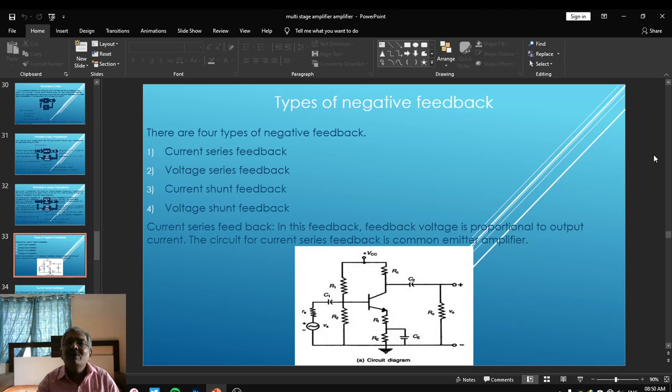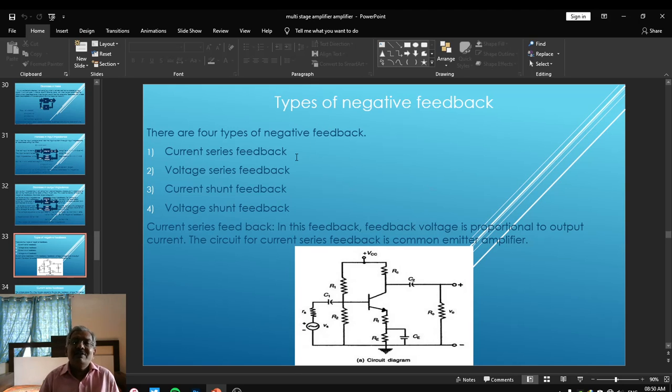Students, now we are going to deal with types of negative feedback in this particular period. There are basically four types of negative feedback amplifiers. One is current series feedback. Second is voltage series feedback. Third is current shunt feedback. And fourth is voltage shunt feedback.